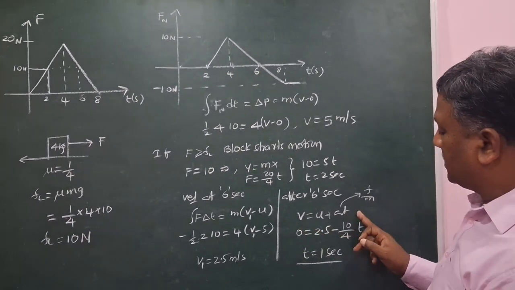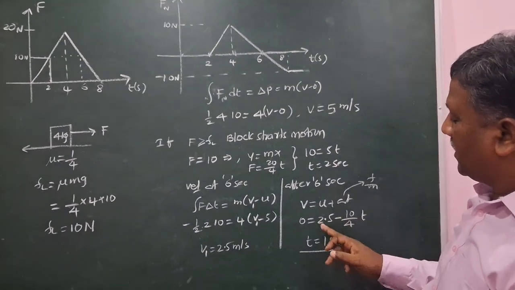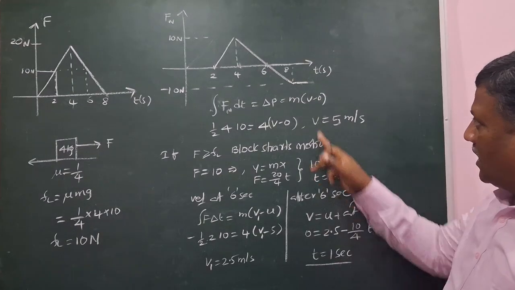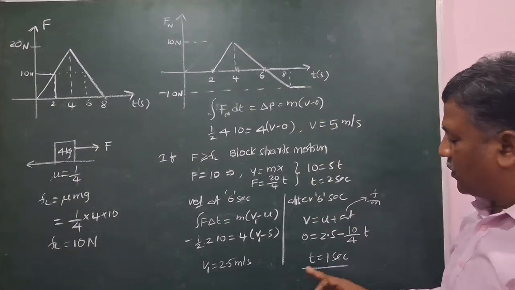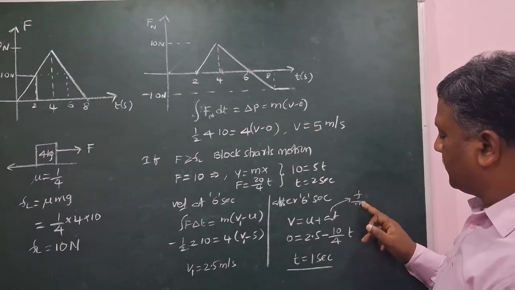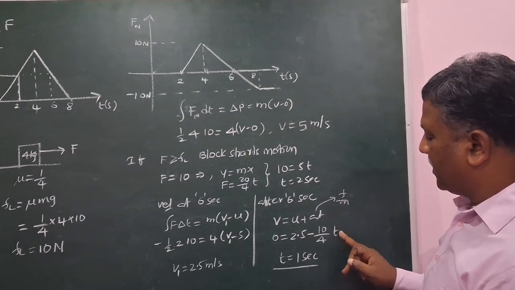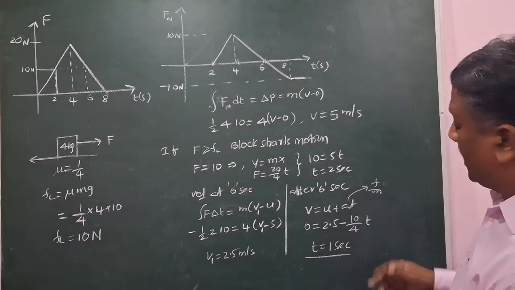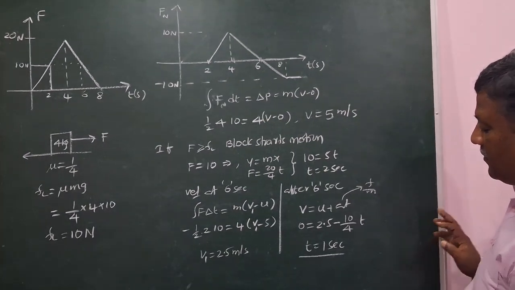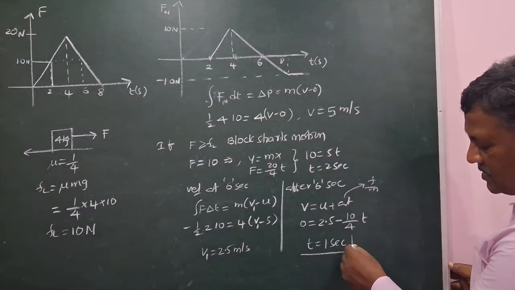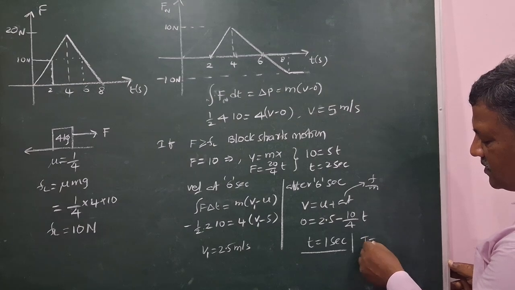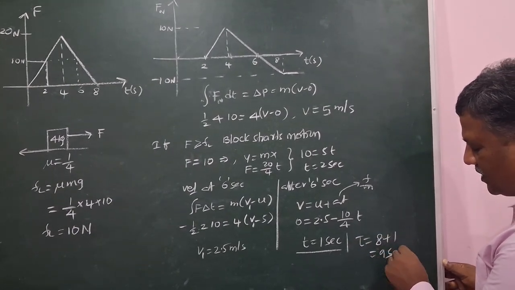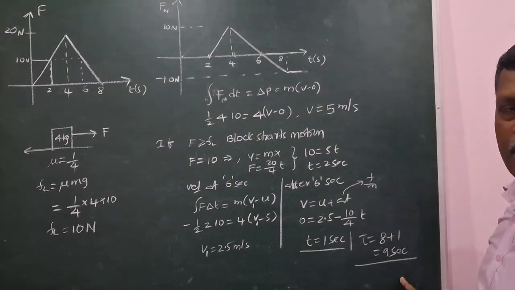Using the equation v is equal to u plus at: for this last situation, after 8 seconds the final velocity is 0, and at 8 seconds the velocity is 2.5. Acceleration is frictional force by mass, that is 10 by 4, into t. So after 1 more second after 8 seconds, the body will come to rest. The total time is 8 plus 1 more second, so after 9 seconds of the force being applied, the body will come to rest.